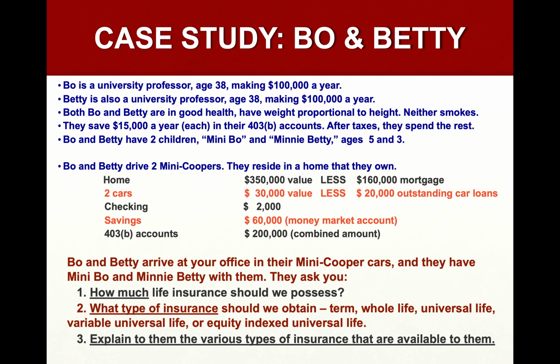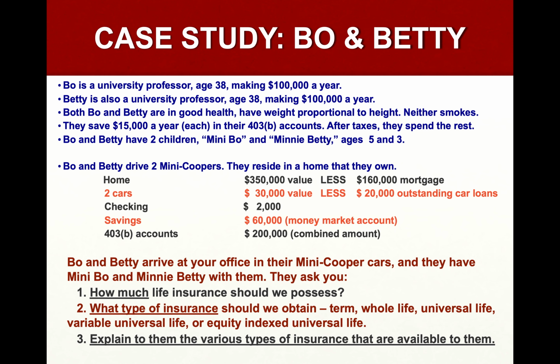So, in your Project 12, you have four hypotheticals. So let's just discuss one of them right now, give you a preview of it. Bo's a university professor, age 38. He makes $100,000 a year. Betty's the same. They're both in good health. Neither of them smoke. They are both good weight.